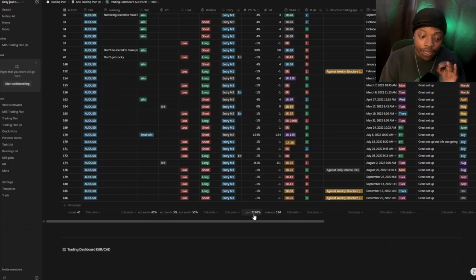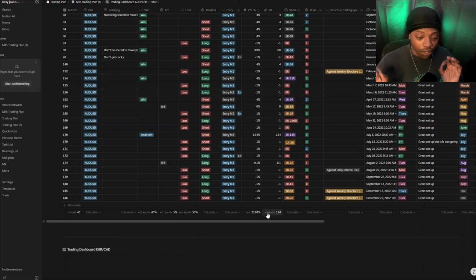Now the sum is 33%. On average, I make 0.84, which means for every trade, I'll make on average 0.84%. Now let me give you an example.